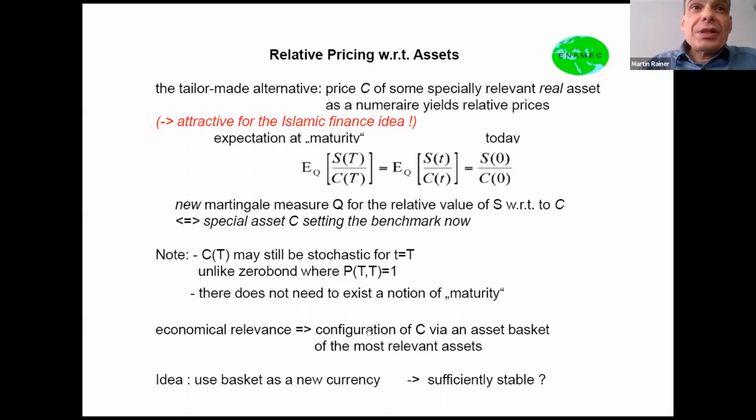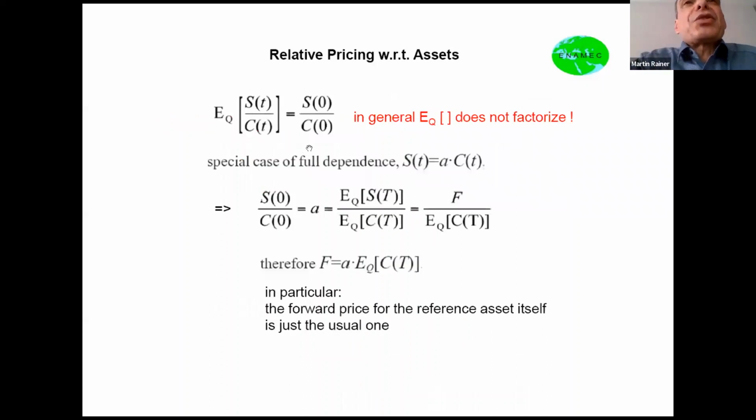Now, this new numeraire may be composed from a basket, and the question is, will it be stable? Before I discuss it, I want to put a general warning, which maybe you know. If you take the expectation under the measure of a quotient of two stochastic assets, in general the expectation does not factorize. Of course, if they are 100% correlated, so if one is proportional to the other, then you can do that, and the forward price is just the conventional forward price, as you know. But in general, you should simulate everything together. We are not allowed to separate it.